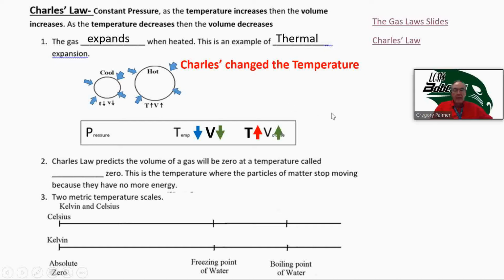Now, Charles's law predicted that the volume of a gas would be zero at a temperature called absolute zero. And it was actually another scientist, Lord Kelvin, who wanted to test this out. So he said, well, what happens if we remove heat from an object? And can we just keep removing heat? And eventually he came up with the idea that the motion of the particles would essentially stop.